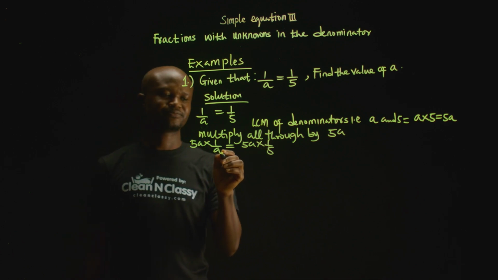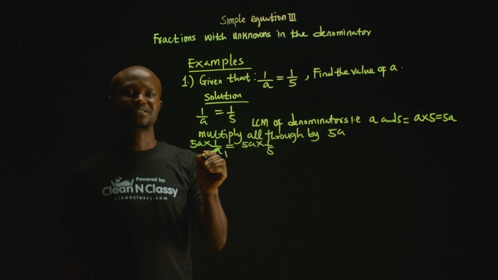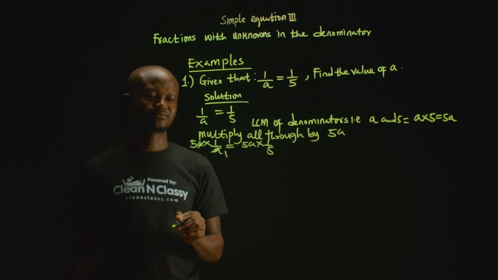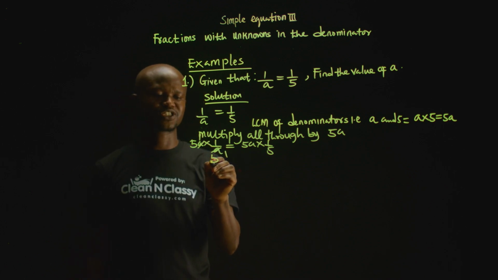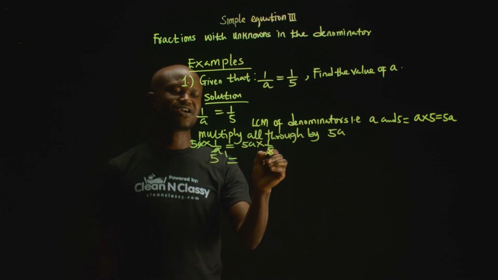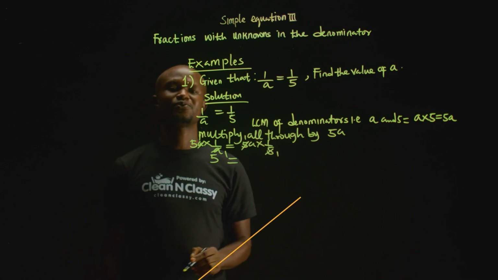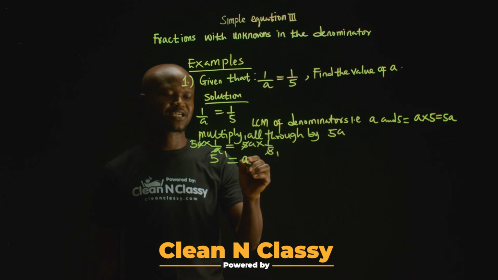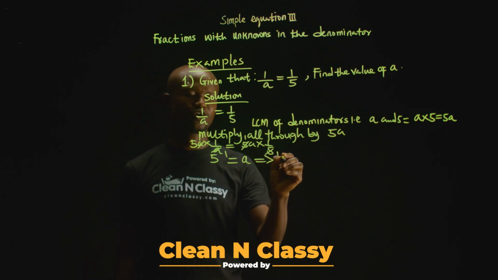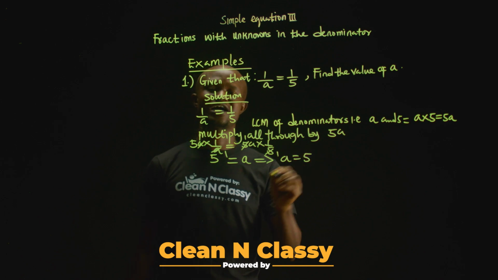So we say a here 1, then a here 1. So we have 5 times 1, which is 5, and 5 here 1, then 5 here 1. a times 1, which is a. So it means that the value of a equals 5.